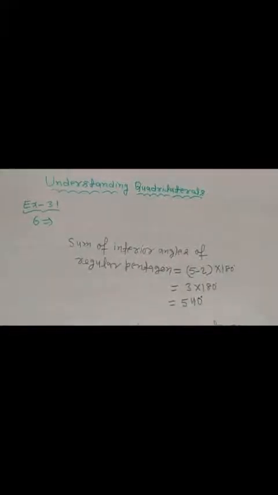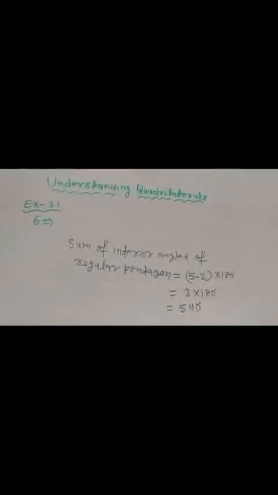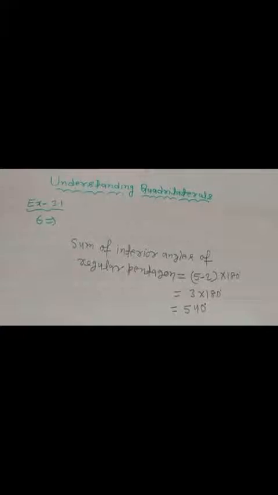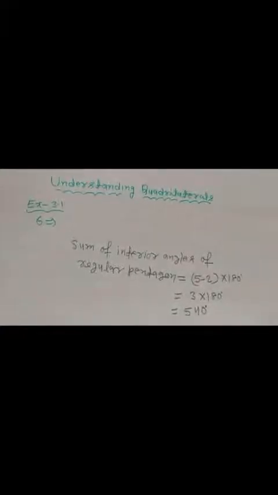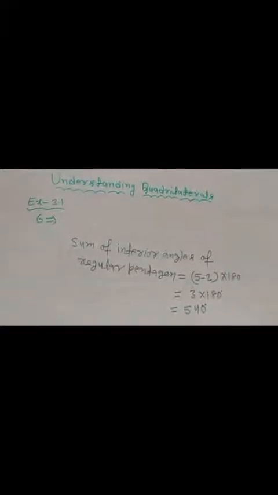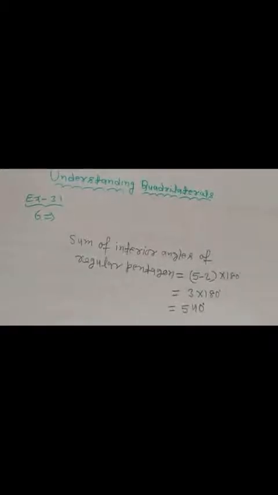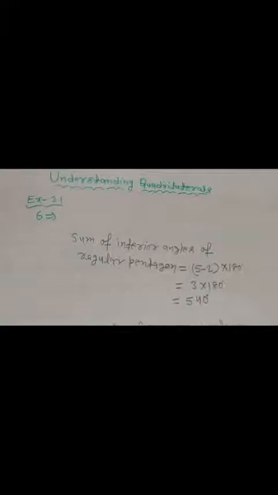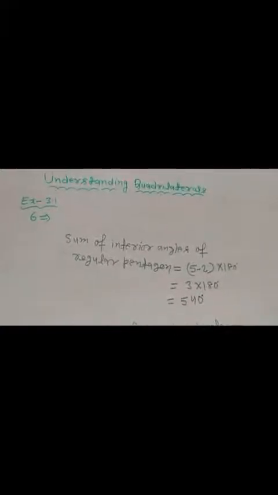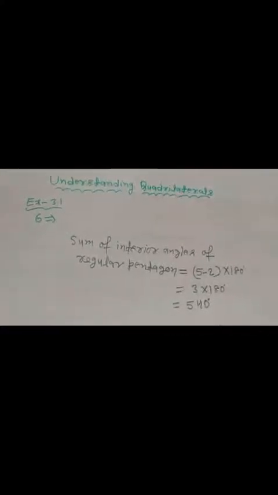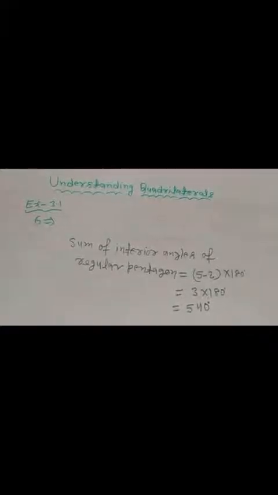Okay, this is question number 6. First we find the sum of interior angles of a regular pentagon, and we use the formula for an n-sided polygon, n minus 2 into 180 degrees. Here the pentagon has 5 sides, so the sum is 5 minus 2 into 180 degrees. 5 minus 2 is 3, into 180 degrees, so it is 540 degrees. Clear? Now a regular pentagon has 5 angles, all equal, because all sides are equal. In a regular pentagon all sides are equal in length and each angle is equal in measure.